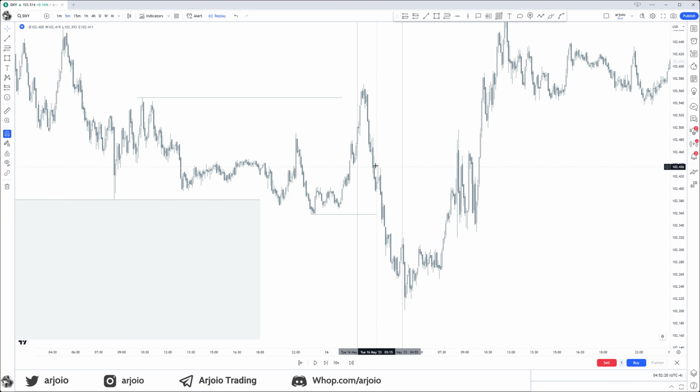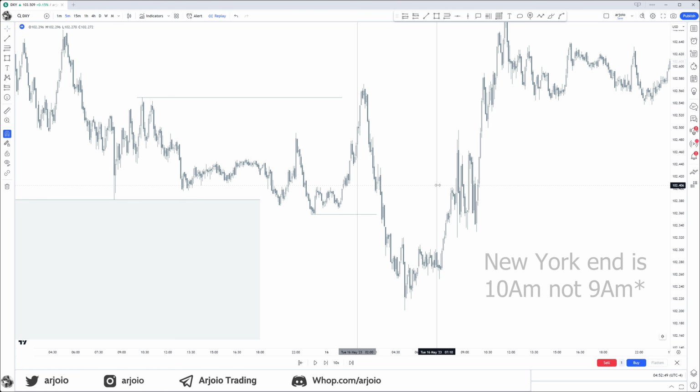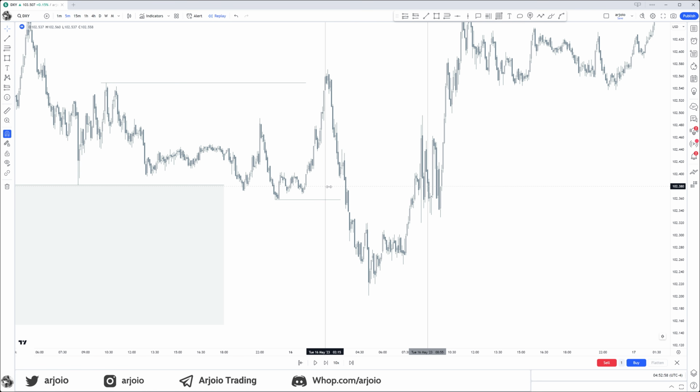And can you see here the importance of those skill zones, the importance of time right there? Because right there at the end of London, we create the low of the day. Now, if we go into the next session, for example, New York right there, that is New York end, and the open of New York is right there.